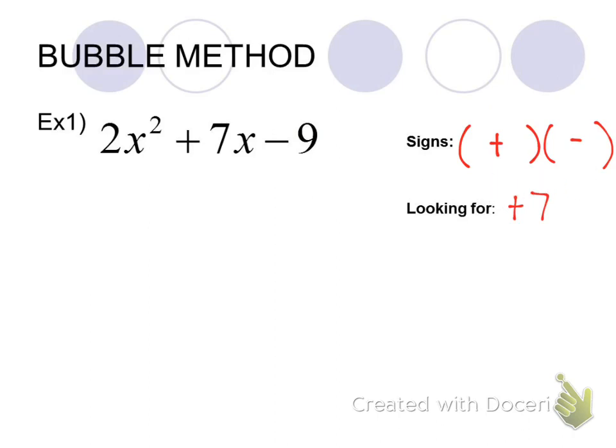So now we're going to start with the listing of the factor pairs. So the first thing we list factor pairs for is the number in the front. What are my factor pairs for 2? 1 and 2. Are there any other pairs? No. Now usually we would list them out side to side, but on this we're going to list them top and bottom.